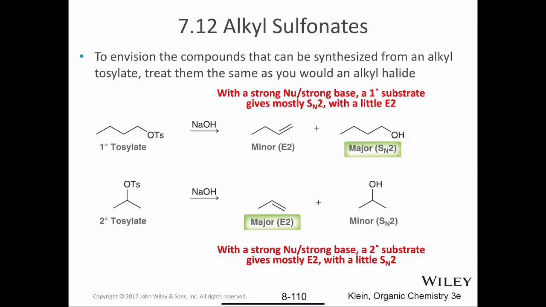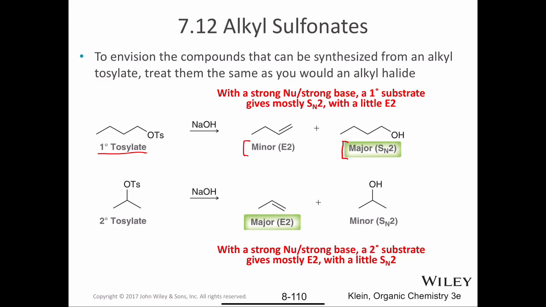So to envision the compounds that can be synthesized from an alkyl tosylate, you treat them the same way you would an alkyl halide. So if you take a look at the example here, instead of a primary alkyl halide, if I have a primary tosylate, I treat that with sodium hydroxide. Hydroxide is a strong nucleophile and it's a strong base. And again, since it's primary, I'll go back to figure 7.20, and I'm going to have mostly SN2 product. So I'm mostly going to get this product here, and I'm going to get a little bit of the E2 product.